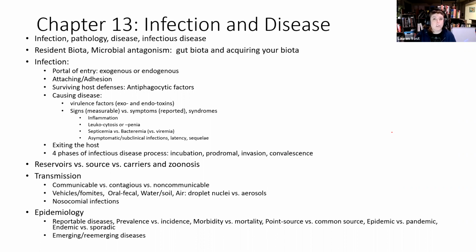So we have host defenses that are going to come and attack you. We learned about that with the innate immunity, as well as eventually your specific acquired immunity. So now stuff is going to come and start trying to kill you. How would you defend against that?